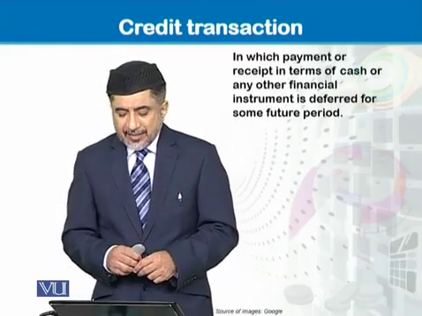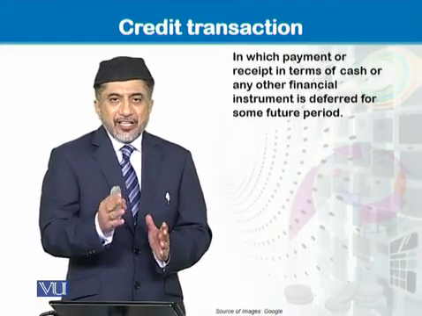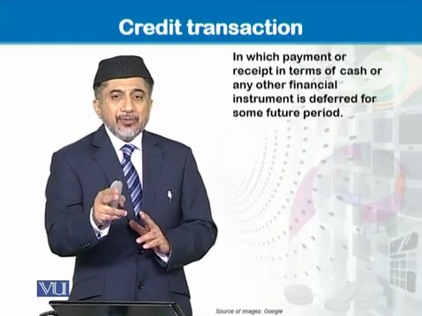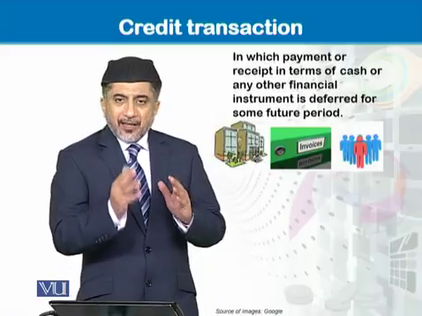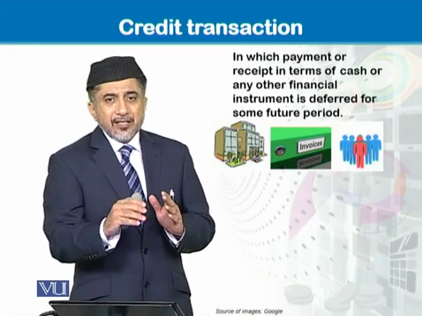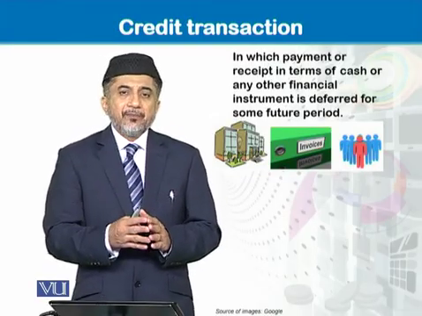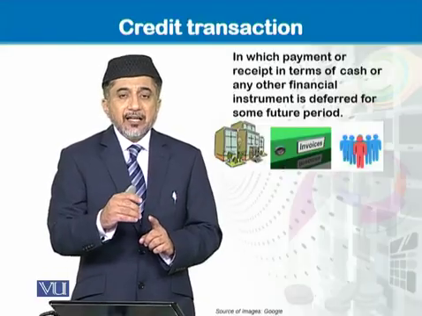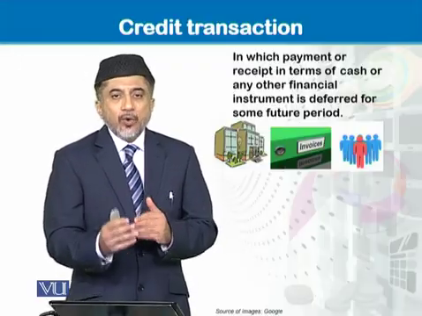Whereas in credit transaction, payment in terms of cash or cash equivalent is deferred. So the transaction on account is a credit transaction in which entity buys goods or services or entity sells its goods or services, but cash payment or cash collection is not taking place at the same time, whereas exchange of invoice is there.